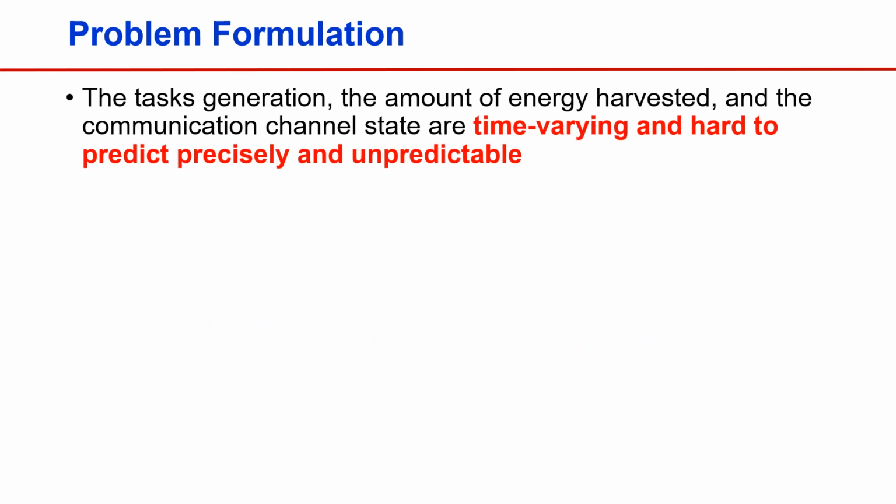After confirming the model, we analyze the problem and find that the problem has the following characteristics. The system states are time-varying and hard to predict precisely, and even unpredictable. The state of the system changes with time and is unpredictable, so we can only use online algorithms to solve.